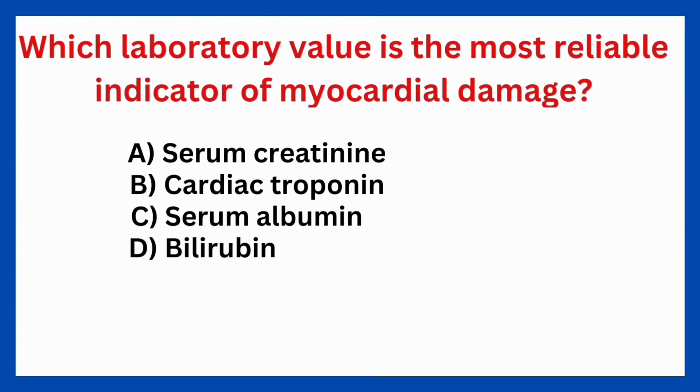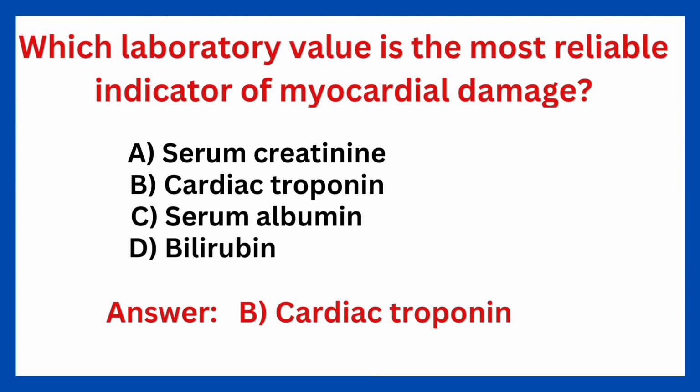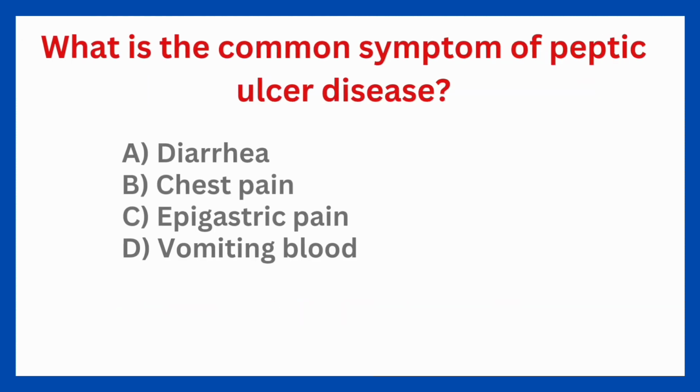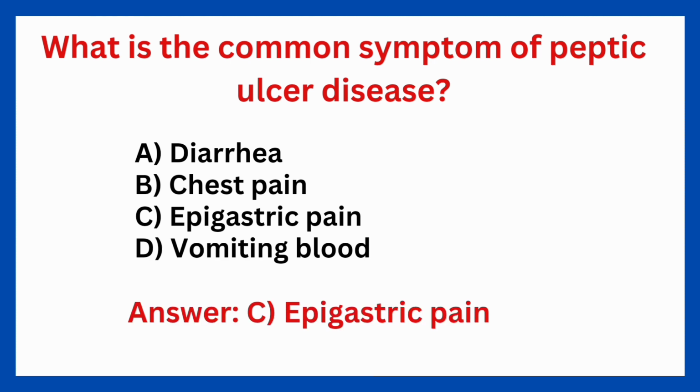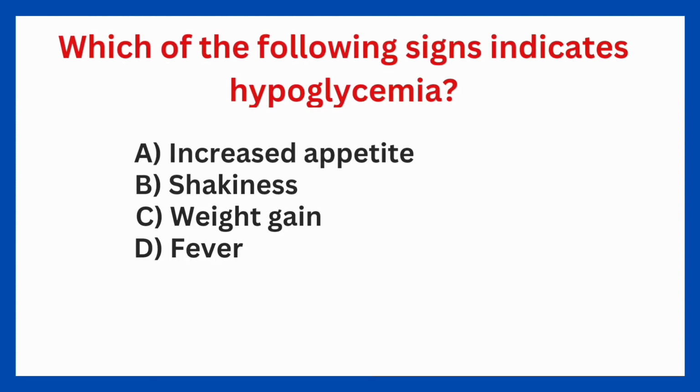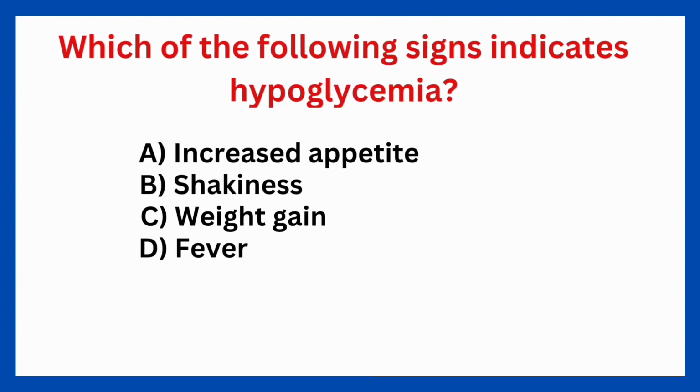Which laboratory value is the most reliable indicator of myocardial damage? Right answer is option B. Cardiac troponin. What is the common symptom of peptic ulcer disease? Right answer is option C. Epigastric pain. Which of the following signs indicates hypoglycemia? Right answer is option B.